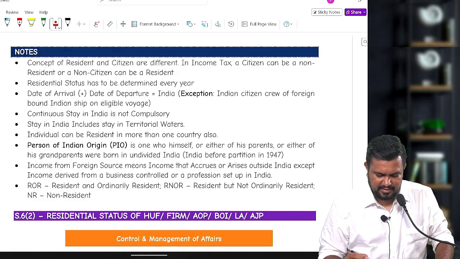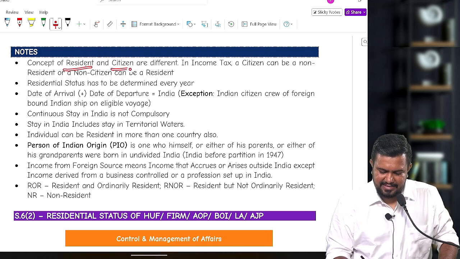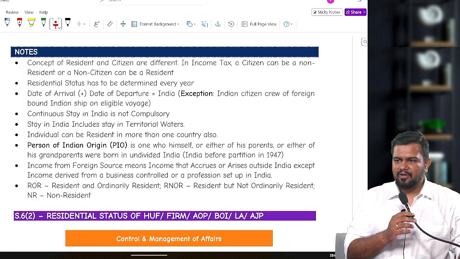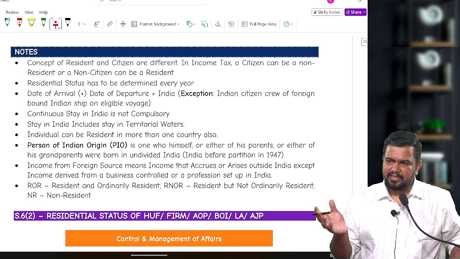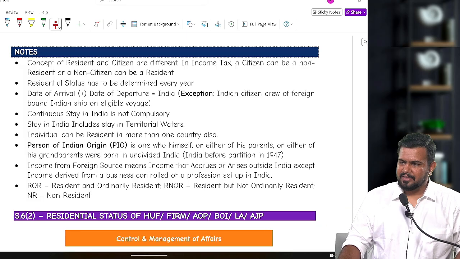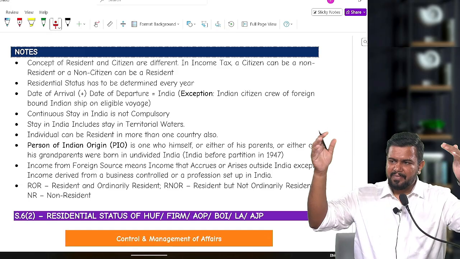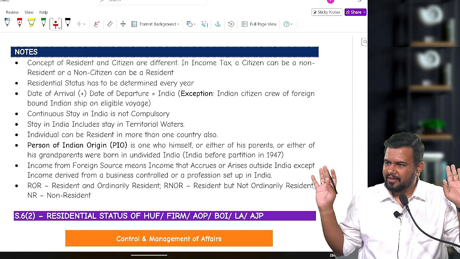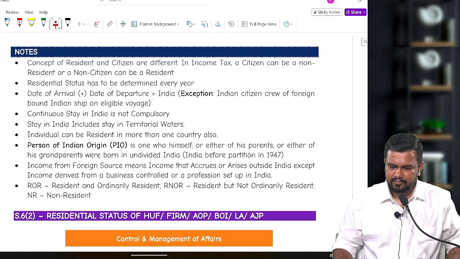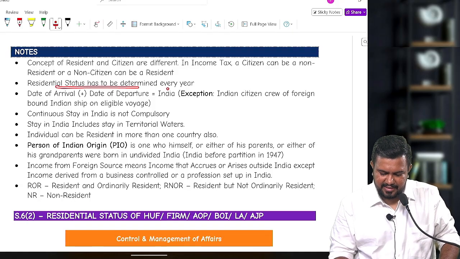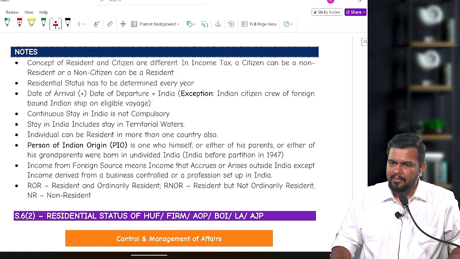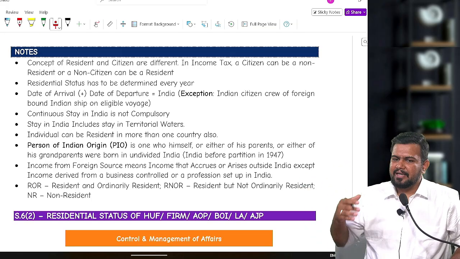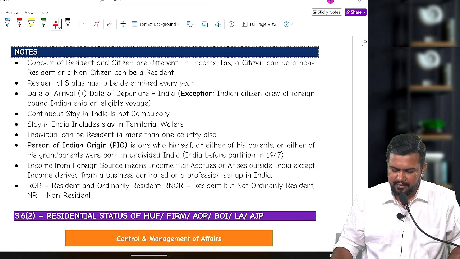Now listen here. Any doubts in the concept of individual residential status? Are you clear? Fine. Let us continue. The concepts of resident and citizen are different. In income tax, a citizen can be resident, a citizen can be non-resident, and a non-citizen can be resident. Citizen and resident are completely different concepts, not linked with one another. Residential status has to be determined every year. So if I am resident this year, next year I might not be resident. Every year I have to keep on calculating.